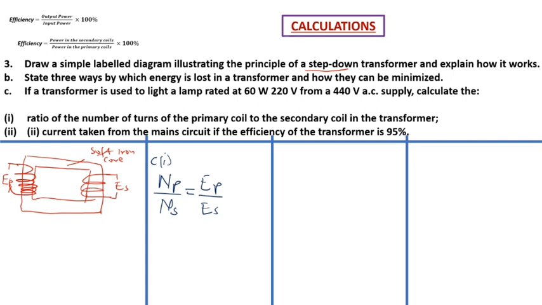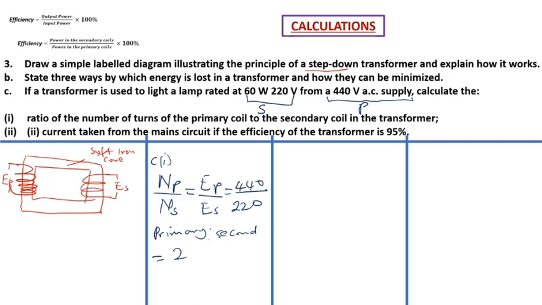So the question is, a transformer is used to light a lamp rated 60 watt. So the lamp will be connected to the secondary coil, and the transformer receives 440 volts AC from the mains supply. So the primary circuit receives 440 volts. So that will be 440 divided by 220. So that ratio, the primary ratio to secondary ratio, would be equal to 2.